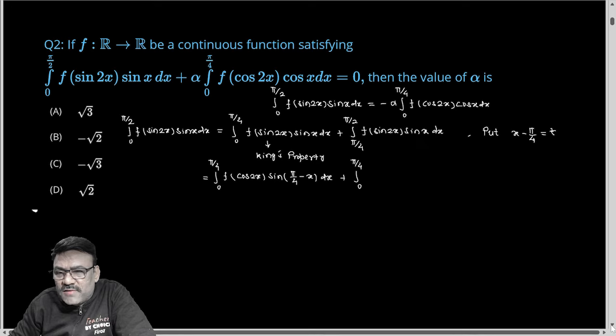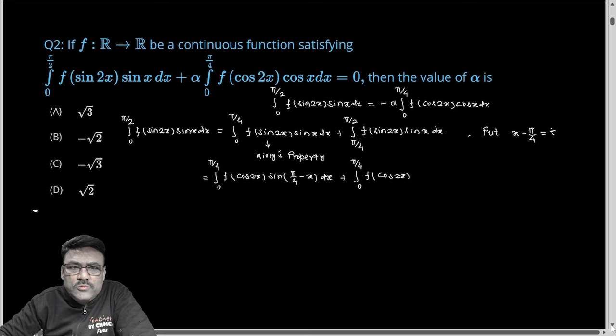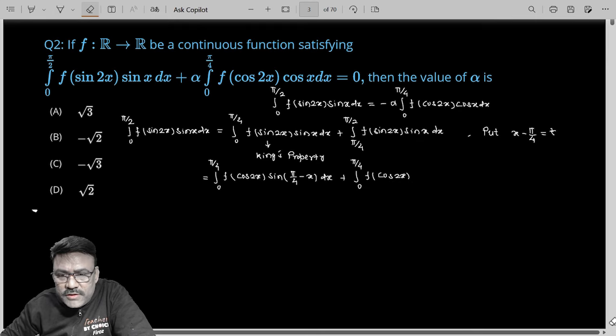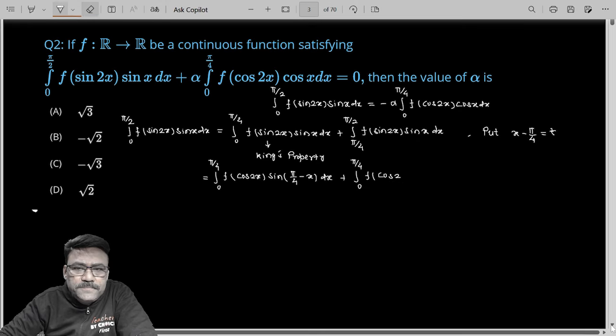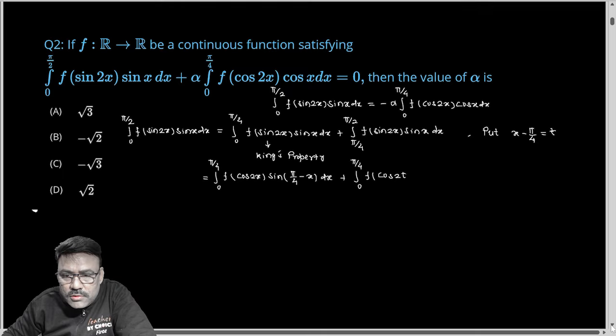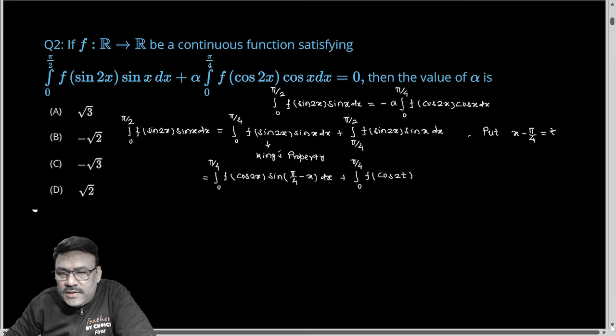And now I'm writing x is equal to pi by 4 plus t. So if I replace x is equal to pi by 4 plus t here, this also becomes f of cos 2x, 2 times pi by 4 plus t. In fact, cos 2t you should write. Now the variable is t here. So cos 2t and then sine pi by 4 plus t dt.